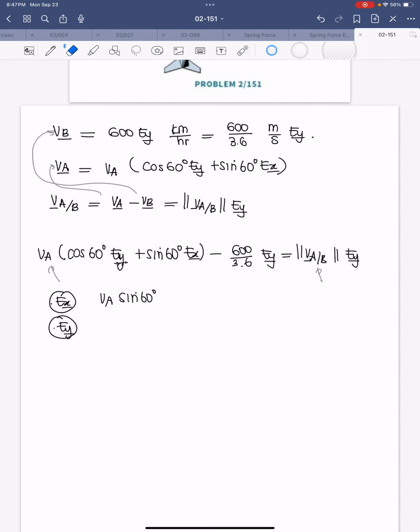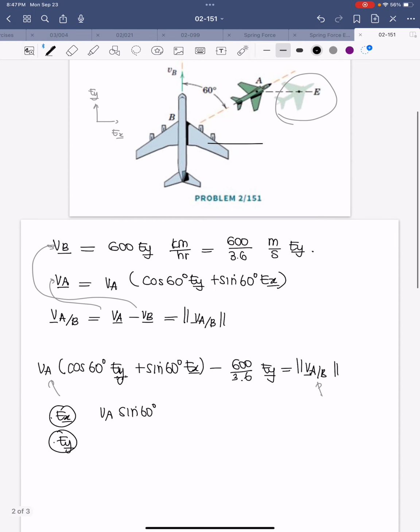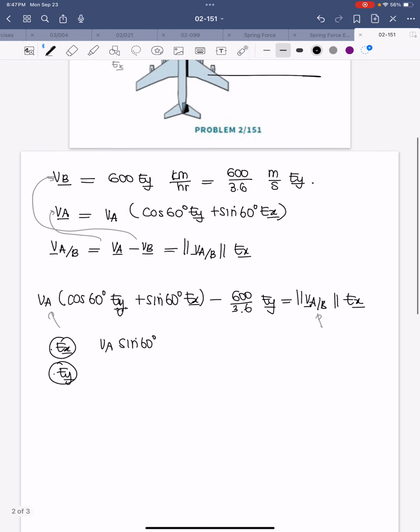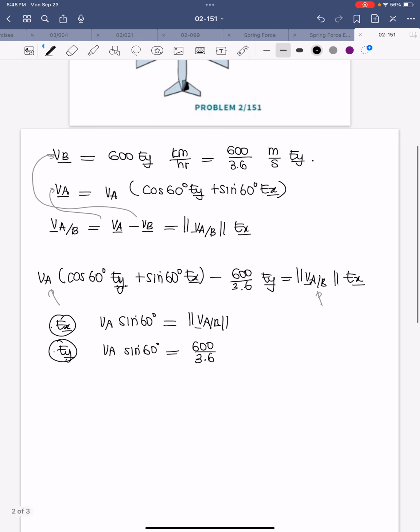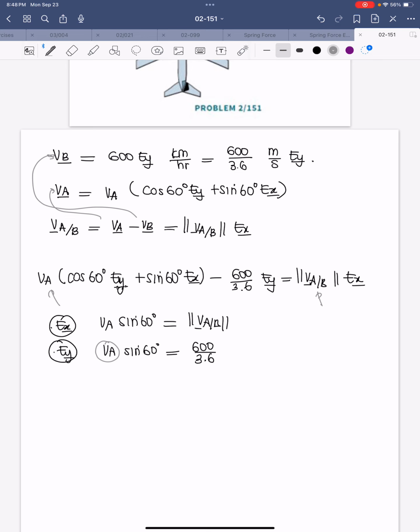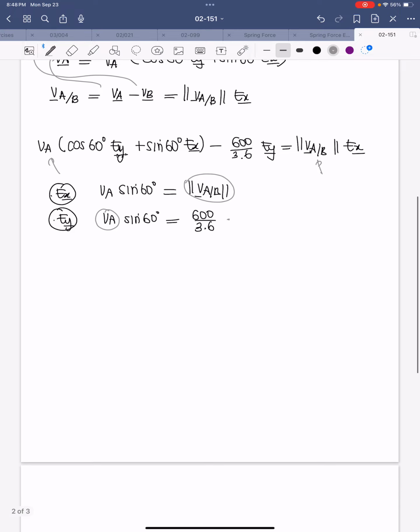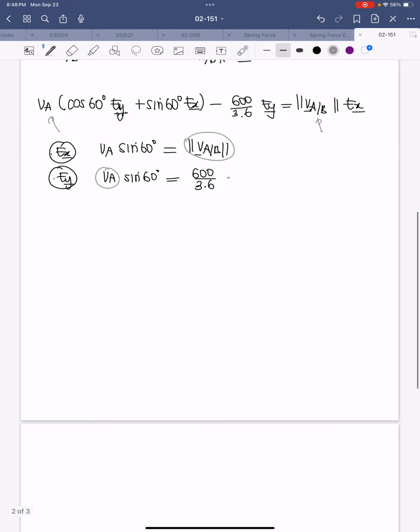Oh, I made a mistake here. So that's going east, so along EX. And VA sine 60 degrees is equal to 600 over 3.6. Okay, so I can solve for VA first from here, and then I can get VA with respect to B from this equation. And let me give you an analogy to this problem. Hopefully that will help you understand it better.